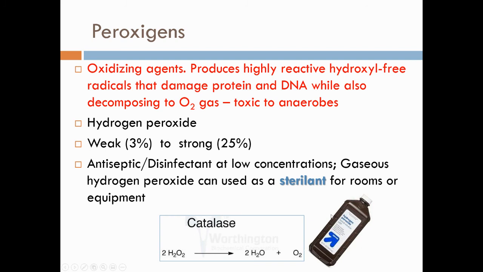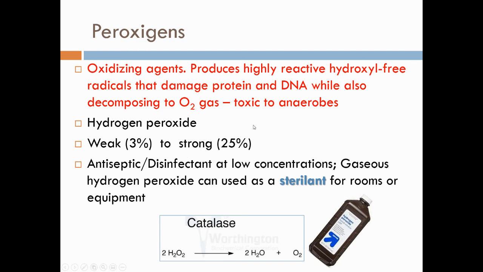Usually over-the-counter hydrogen peroxide is a 3% mixture. We can use it up to 25% as an antiseptic or disinfectant, and we use it to kill organisms. Aerobes have enzymes that are able to break down hydrogen peroxide into harmless water and oxygen. Anaerobes don't have that, and that's why oxygen is toxic to them. They have no way to break down hydrogen peroxide.